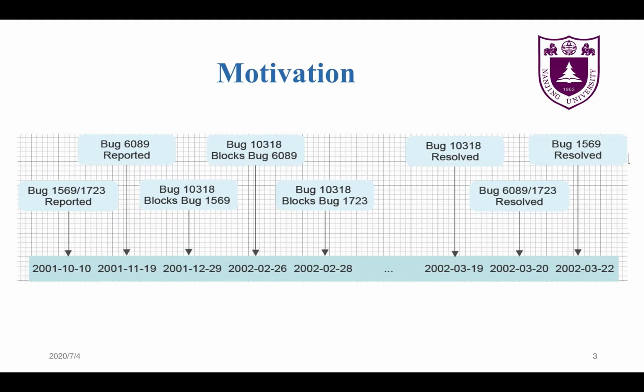First of all, 3 developers proposed 3 bugs for the same problem, namely bug 1569, 1723, and 6789. One developer found this problem difficult to fix, so he proposed a new bug to summarize the information of these 3 bugs. Therefore, this bug 10318 prevents the other 3 bugs from being fixed, and it must be fixed before the others can be fixed. Therefore, it can be seen in this figure that the repair time of bug 10318 is earlier than other bugs.